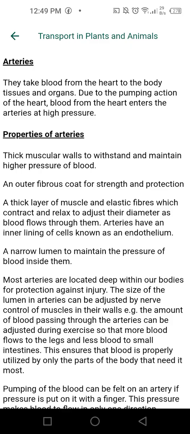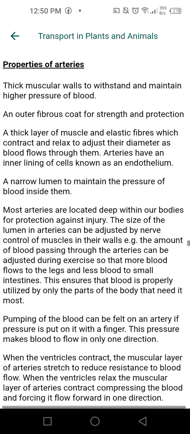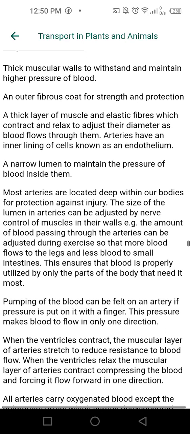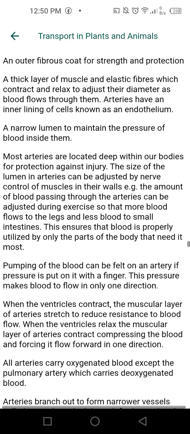A narrow lumen to maintain the pressure of blood inside them. Most arteries are located deep within our bodies for protection against injury. The size of the lumen in arteries can be adjusted by nerve control of muscles in their walls, e.g., the amount of blood passing through the arteries can be adjusted during exercise so that more blood flows to the legs and less blood to small intestines. This ensures that blood is properly utilized by only the parts of the body that need it most.